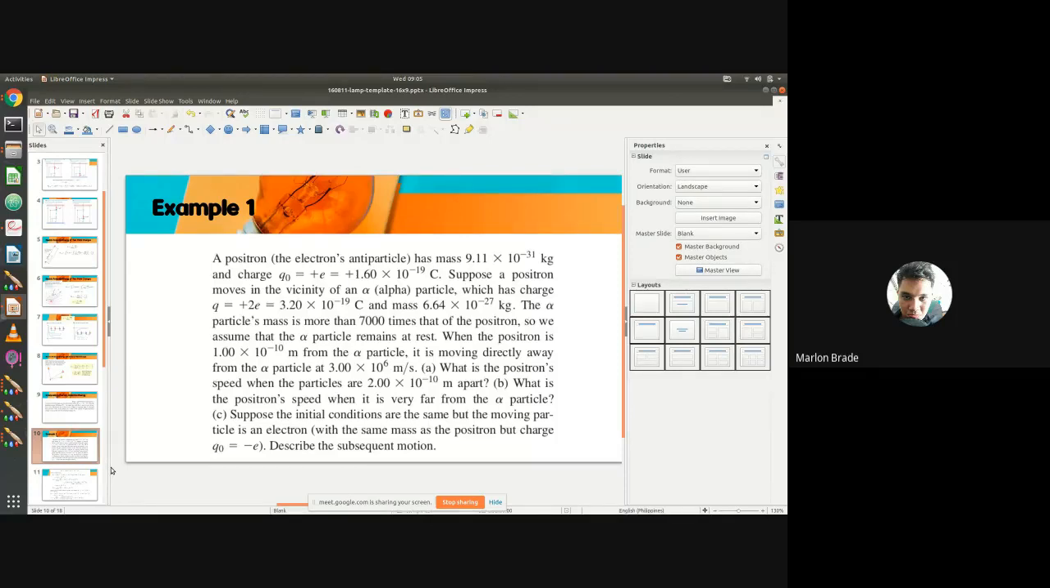Okay, so what is the positron speed? Kasi gamiton na ang equation. We are talking about potential energy and kinetic energy. So the question is what is the speed of the positron, given ang distansya nila. The distance between the alpha particle and the positron is 2.00 times 10 to the negative 10 meters. So that is ilang R. Gihatag na ang R.